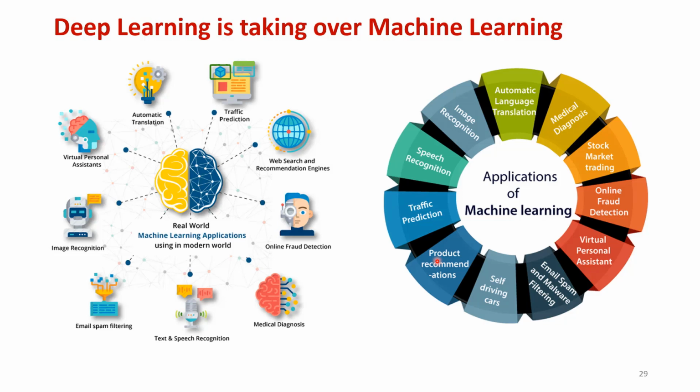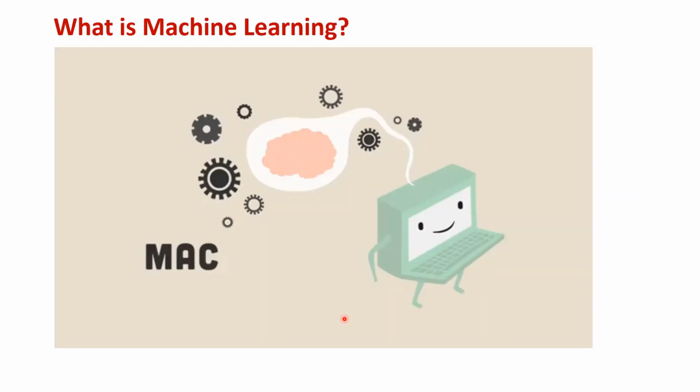We always say that deep learning is taking over machine learning, but I always like to say that deep learning is a component of machine learning, or deep learning is a sector of machine learning. So these are different types of applications where machine learning was introduced, and now deep learning is taking over: automatic translation, traffic prediction, image recognition, email spam filtering, text and speech recognition. All these kinds of applications were solved before using machine learning, and now deep learning is taking over.